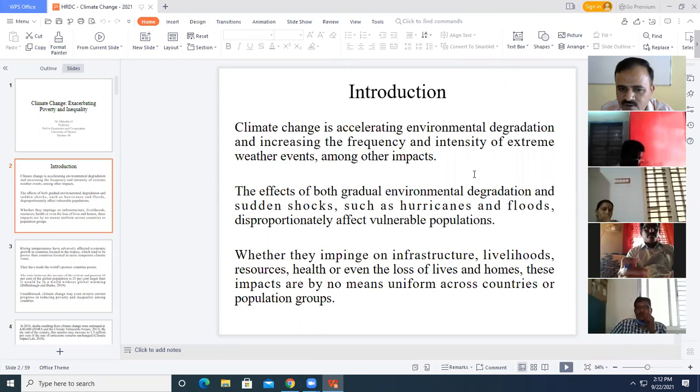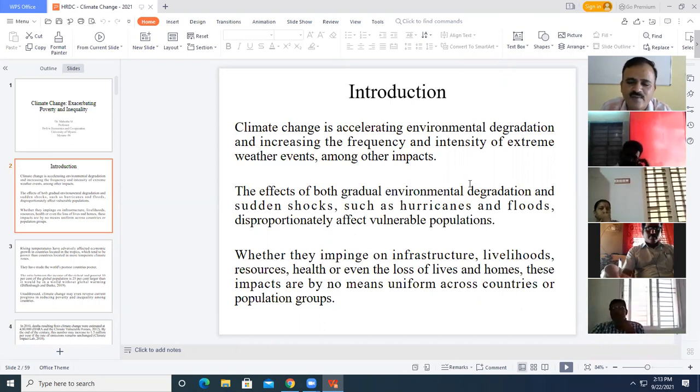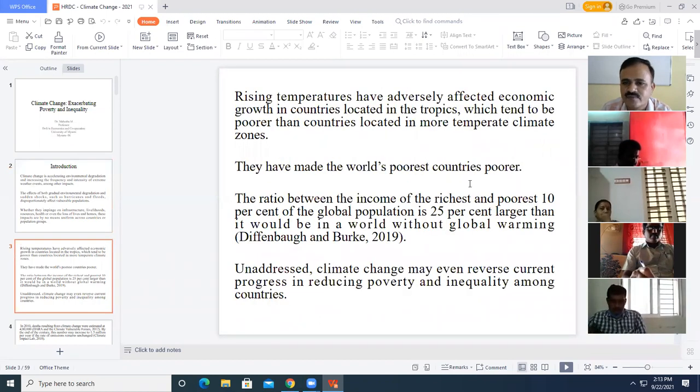So the impact of climate change is not uniform; the effect on the above-said factors is not uniform or proportionate. Hence we need to examine what kind of disproportionate effect climate change has on vulnerable populations.